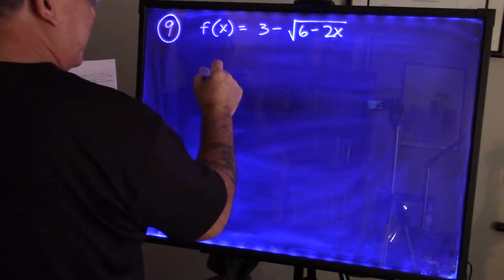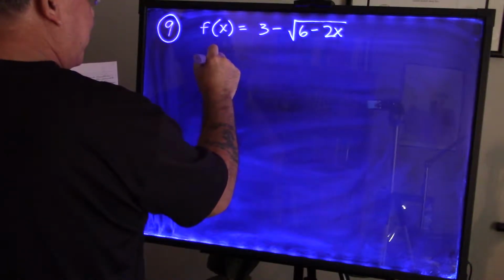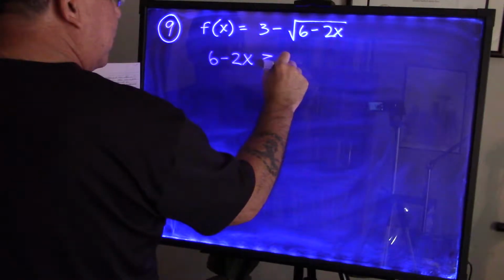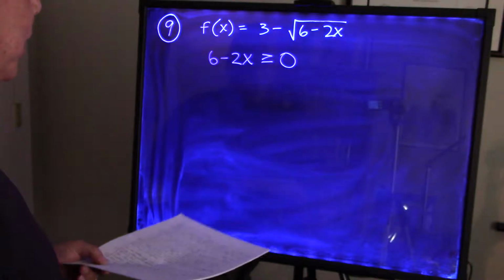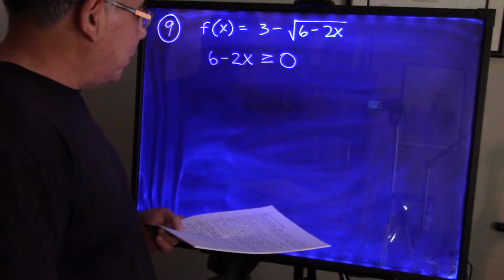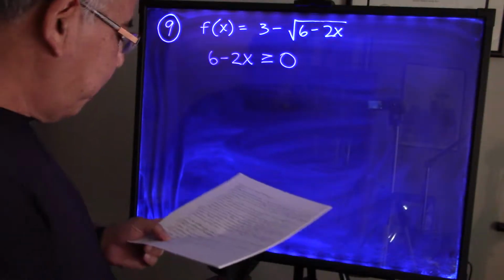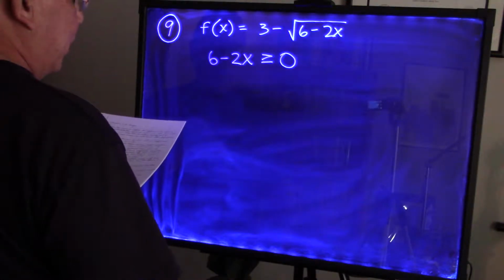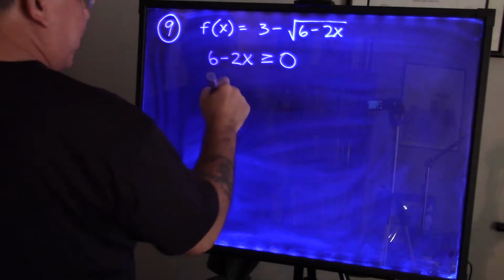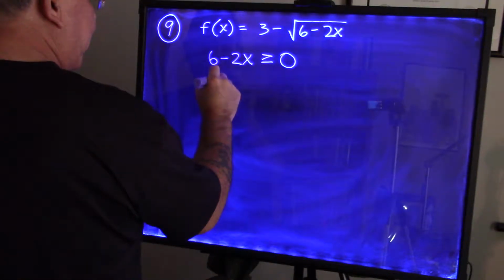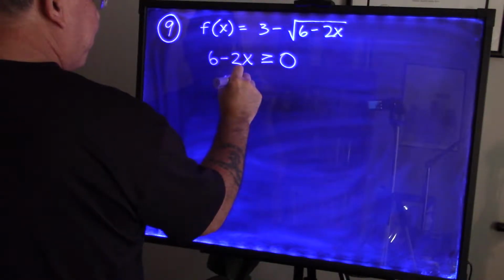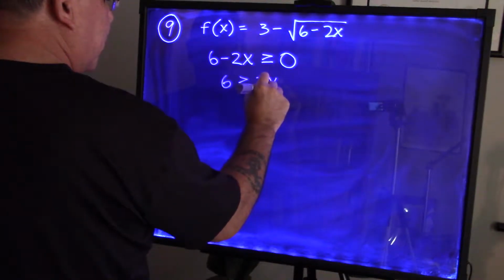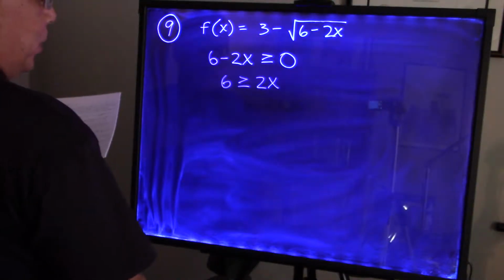So another way of putting it is we have to say 6 minus 2x must be greater than or equal to 0. That's another way of saying it's non-negative. It must be 0 or greater. And then this would be the domain of this function. So what we do is we solve this for x. We move the negative 2x to the other side, change the sign, or add 2x to both sides.